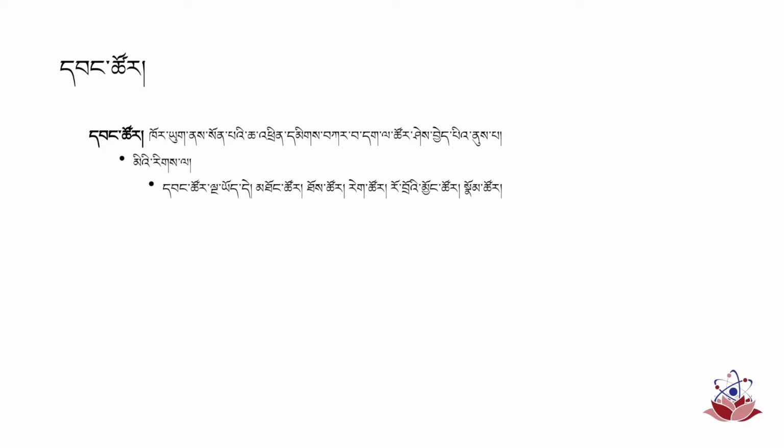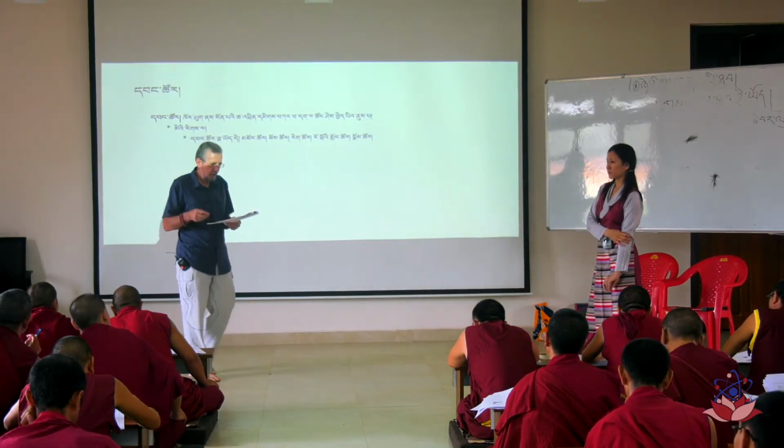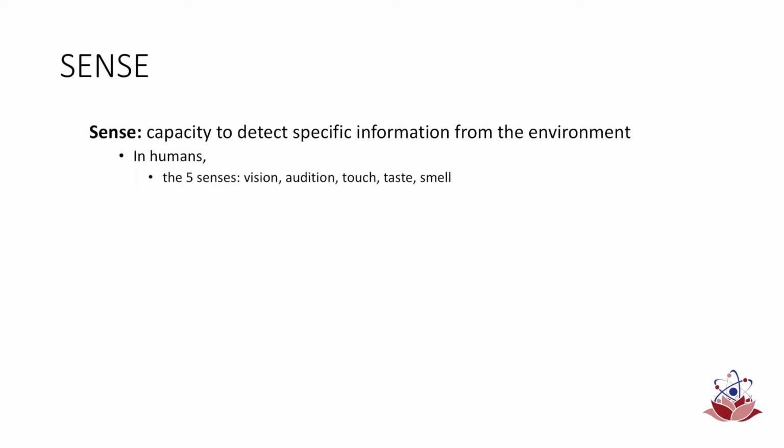The five main senses that humans have are vision, audition, touch, taste, and smell.